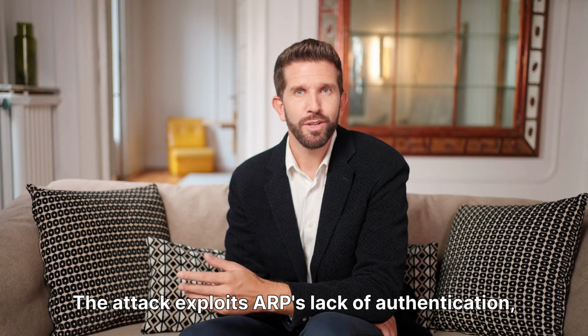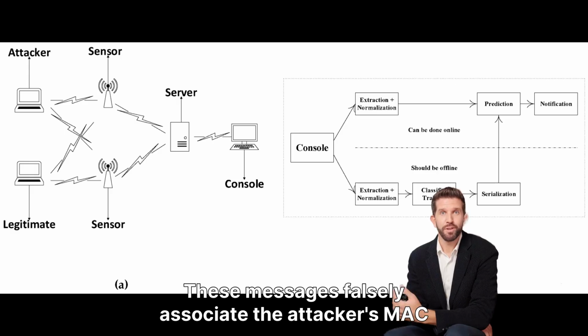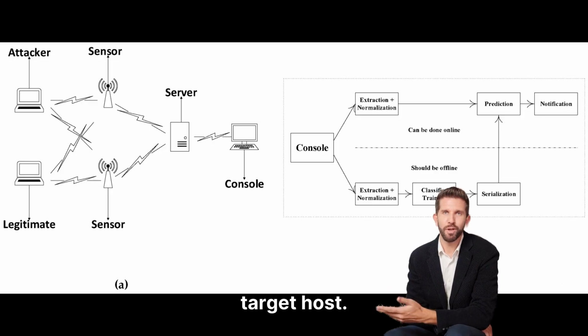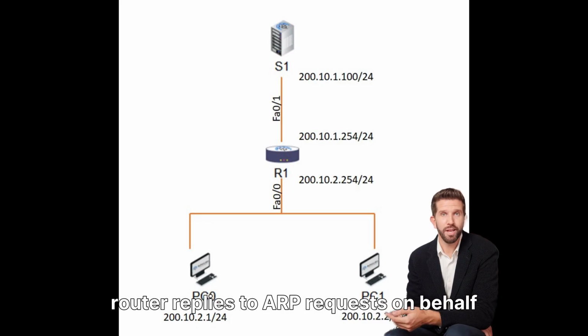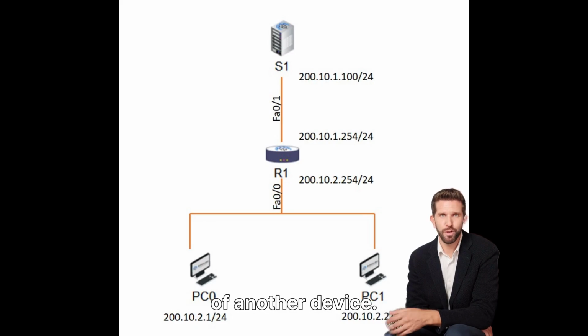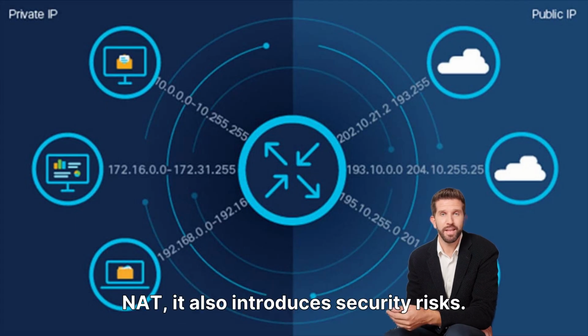The attack exploits ARP's lack of authentication, allowing an attacker to inject spoofed ARP messages. These messages falsely associate the attacker's MAC address with the IP address of a target host. Proxy ARP is a feature where a router replies to ARP requests on behalf of another device. While useful for certain network configurations, like NAT, it also introduces security risks.